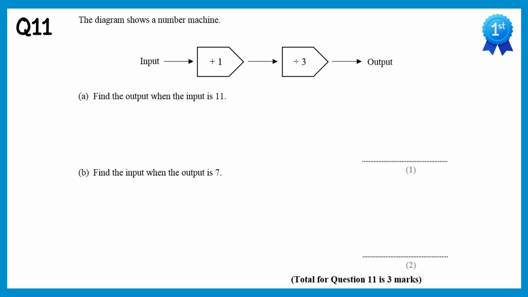For part A, we have an input of 11, so we take 11 and then we add 1 to it, which gets you 12, and then we take that 12 and divide it by 3, which gets you 4. So the output is 4.